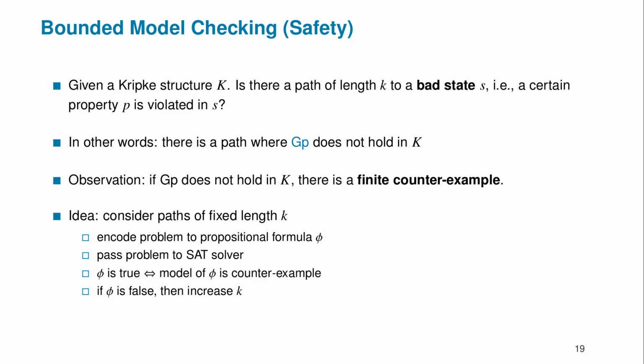checking a safety property. So is there a path of length k to a bad state S, such that in S the property P is violated?